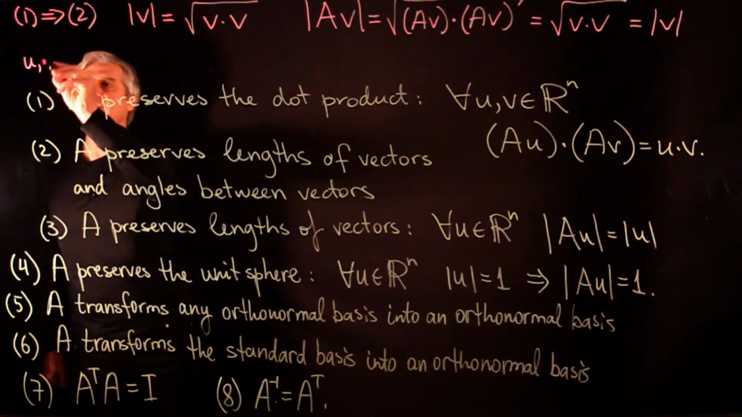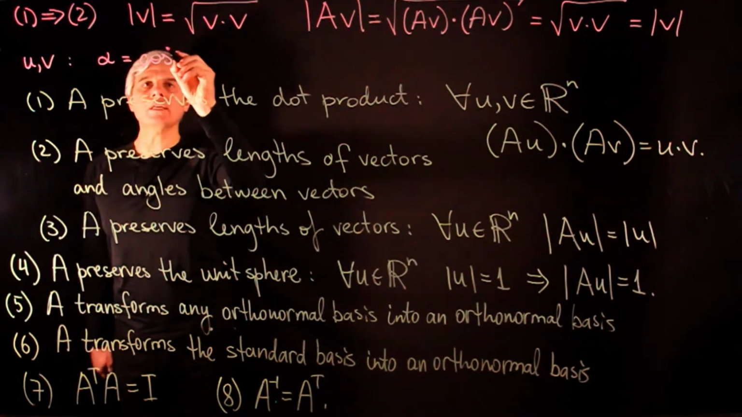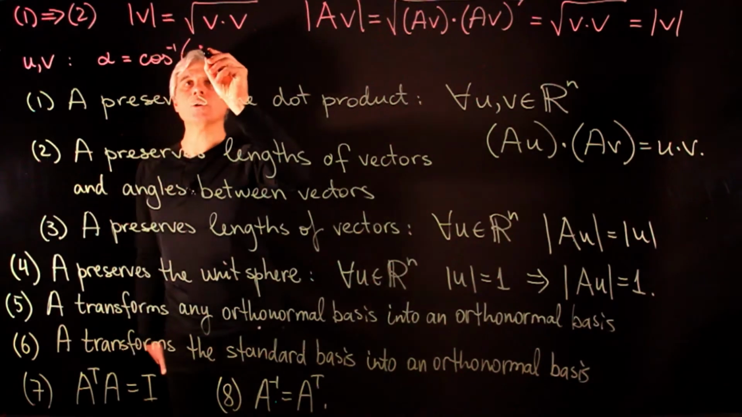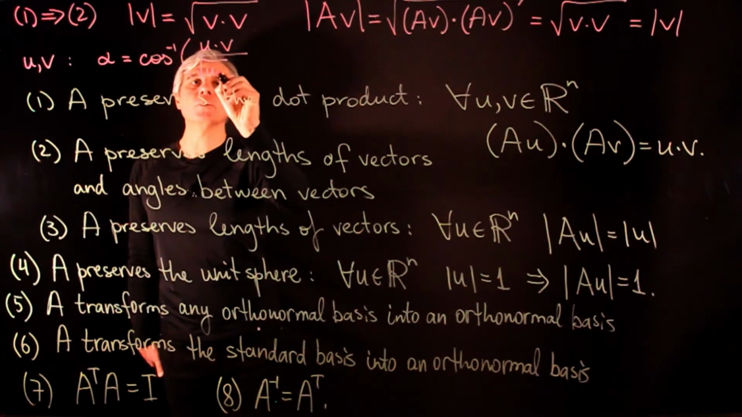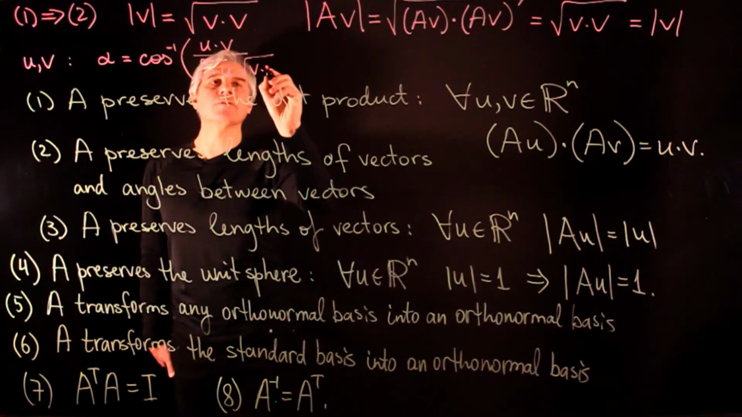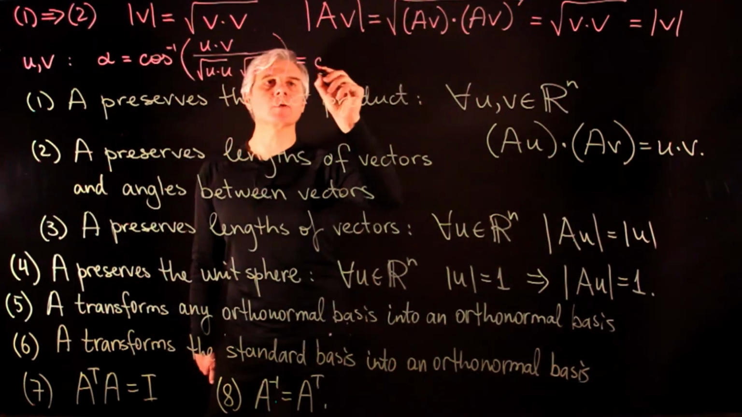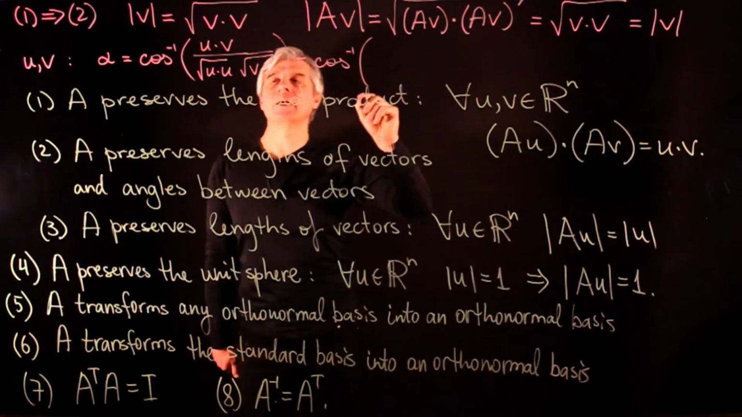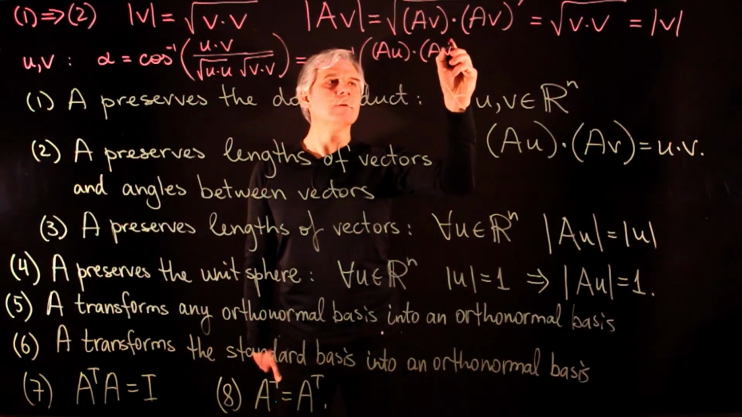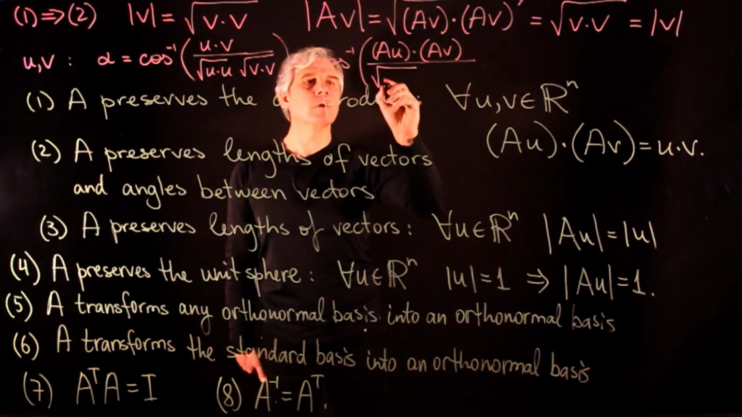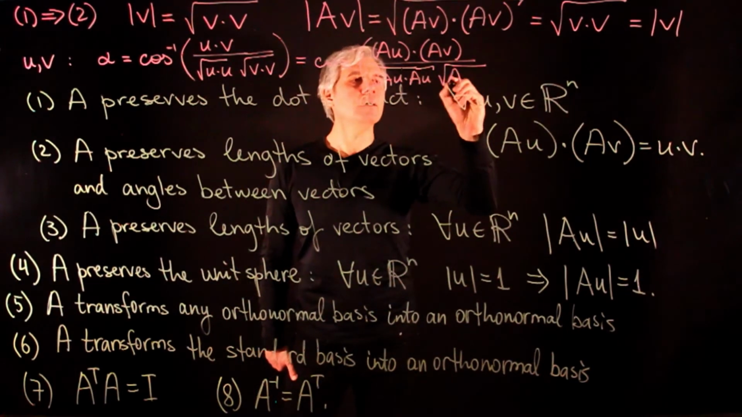The same argument works for angles. Because if we have two vectors, u and v, then the angle between these vectors is cos inverse of the dot product of u with v over the square root of u dot u and the square root of v dot v. But because A preserves the dot product, this is the same as cos inverse of Au dot Av over the square root of Au with Au and Av with Av.